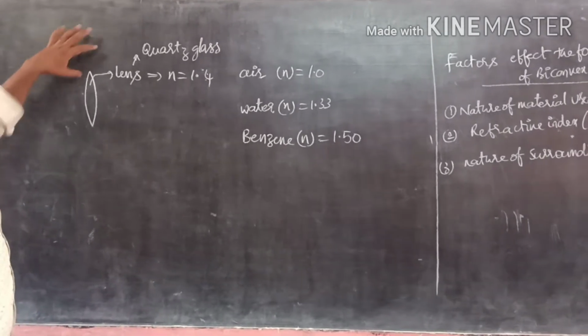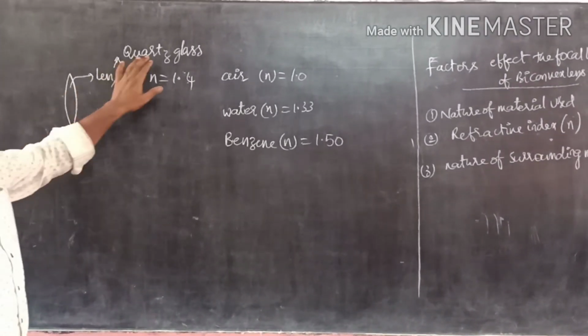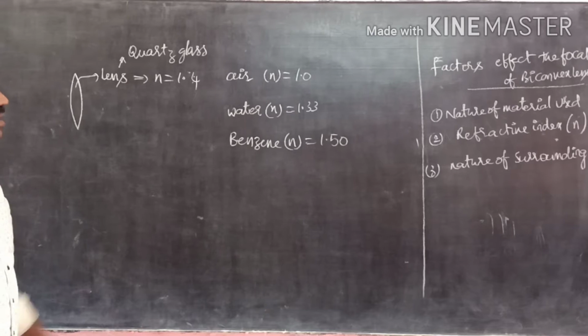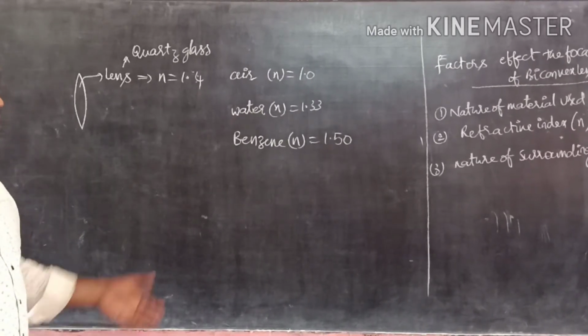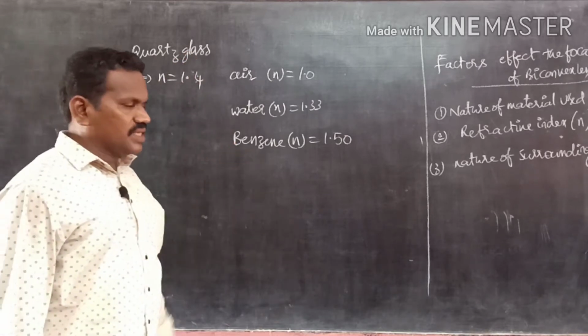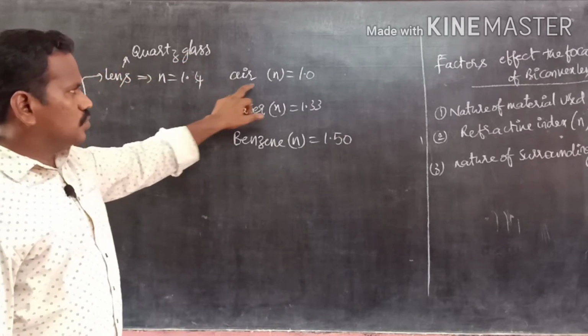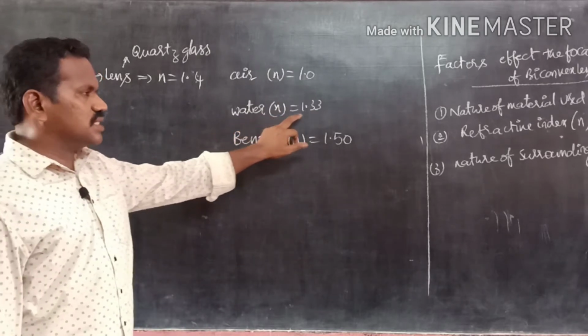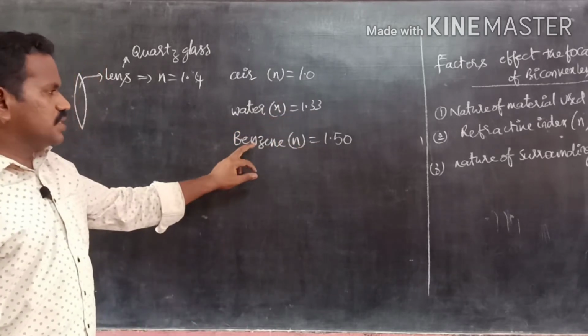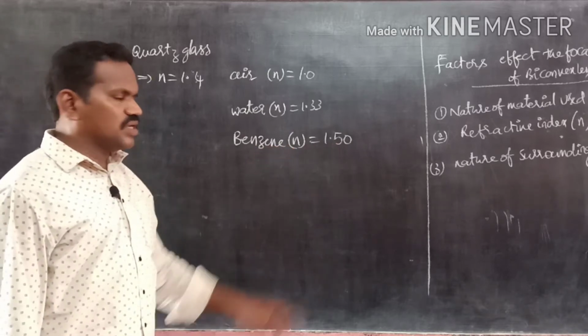They provided a lens for us. That lens is made up of quartz glass. The refractive index of that quartz glass is 1.4. And they gave different kinds of material media: air, whose refractive index is 1.0, water, whose refractive index is 1.33, and benzene, whose refractive index is 1.50.